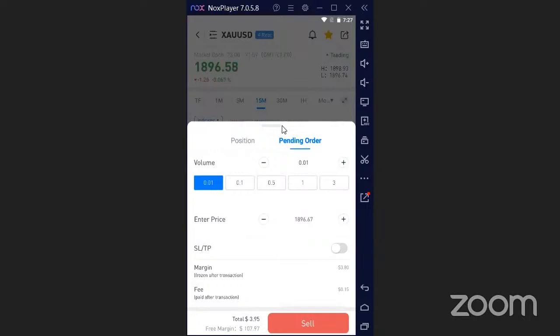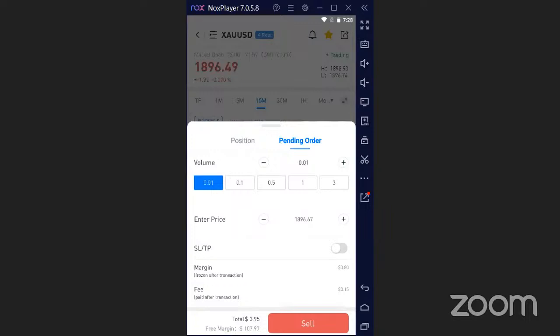Okay, so the same goes for a sell stop. You want the price to get to a particular point, and then the market continues to sell. Okay, so that is what a buy limit, buy stop, sell limit, and sell stop is all about.